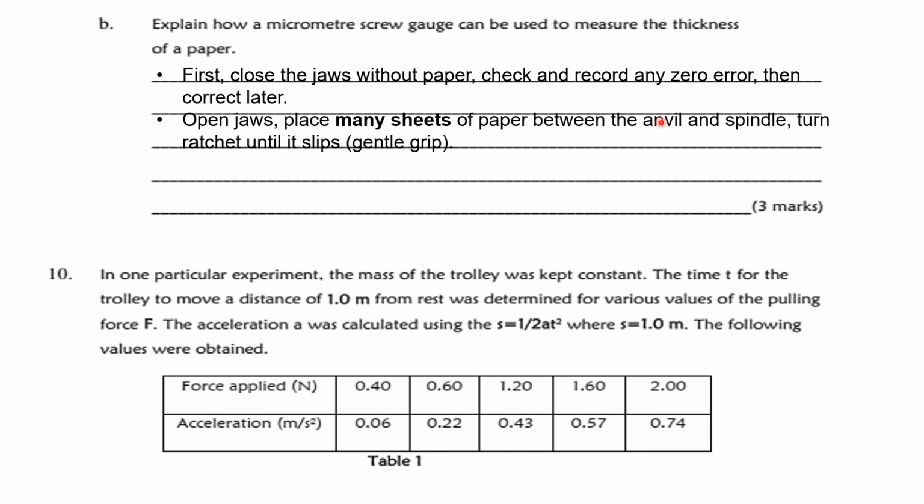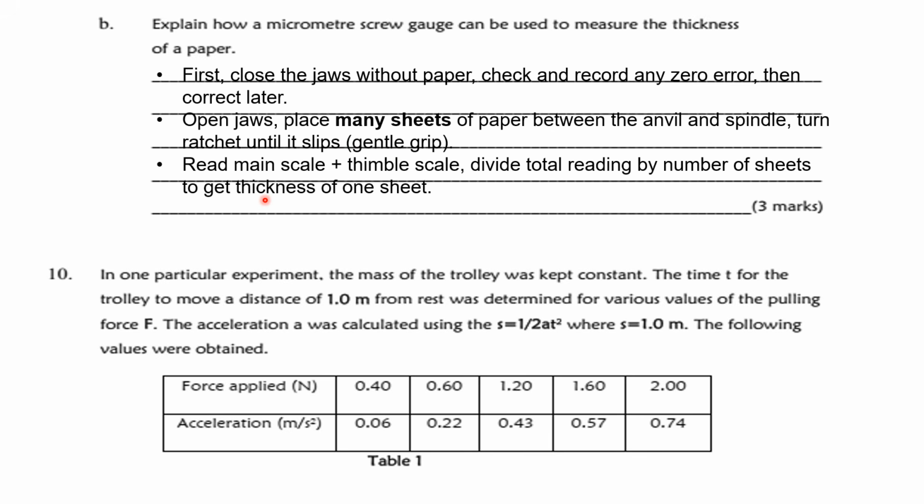Please go back to the diagram of the micrometer screw gauge and see which one is which. Turn the ratchet until it slips. Gentle grip to ensure that the papers are gently gripped by the anvil and the spindle. And then thereafter read the main scale and the thimble scale.